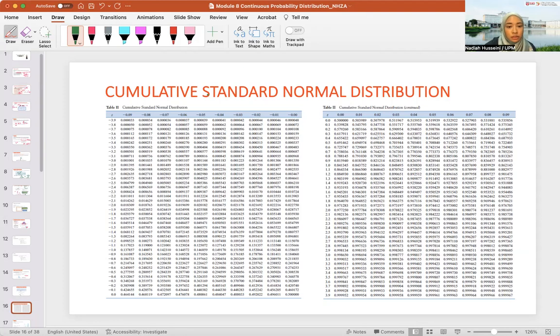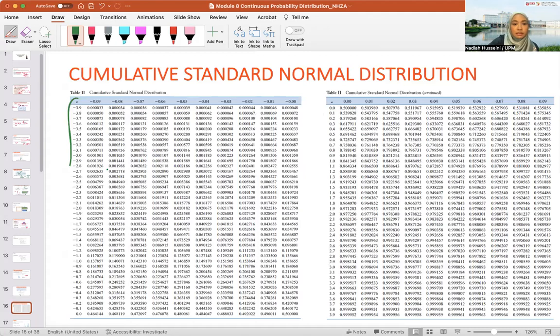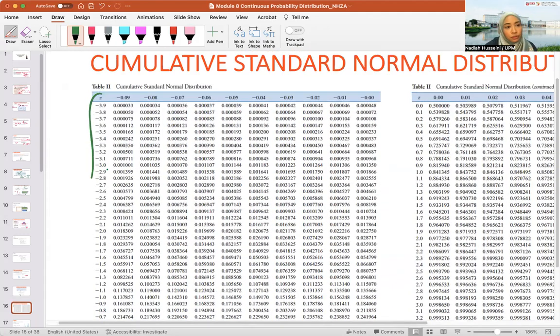So this is the cumulative standard normal distribution table. Looks rather complicated, but it's not. So here we have the value z. Let me try to zoom in on this side first. Okay, I want everyone to focus on how to use the table. So our table has z values, and the z values extend down here and also to the right. So how do we read it?